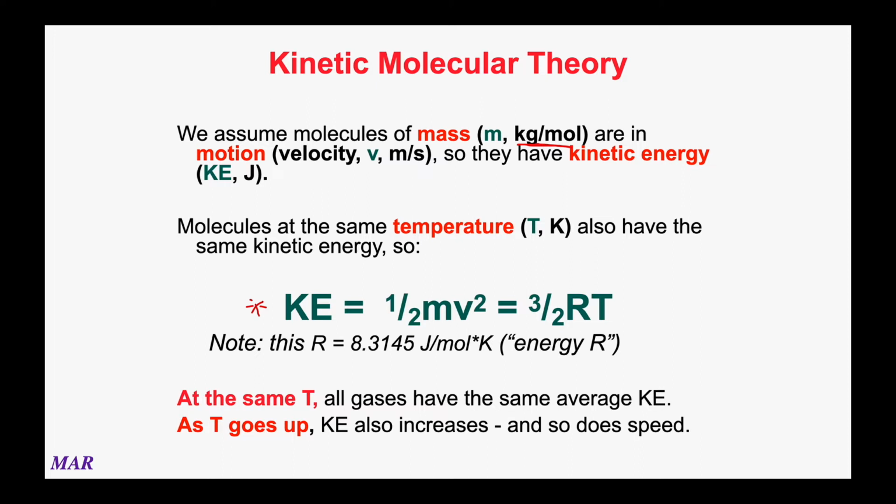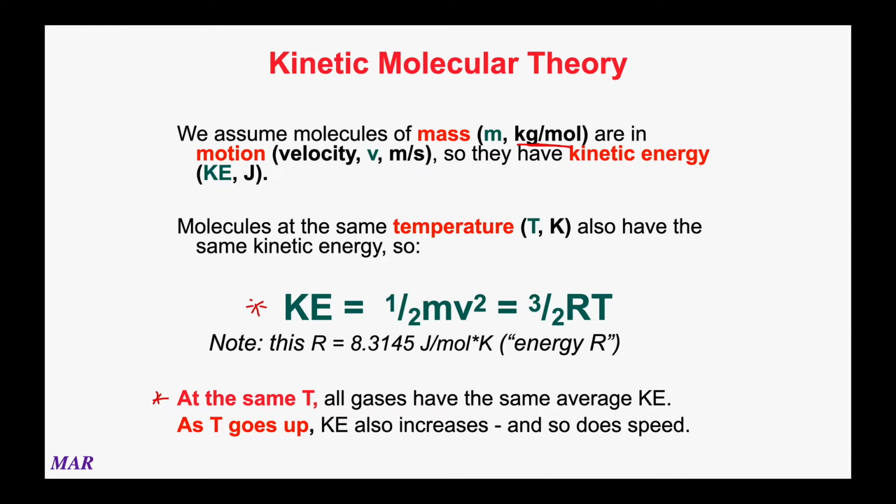At the same temperature, all gases have the same average kinetic energy, all right? As the temperature goes up, the kinetic energy also goes up. Now, you can't change the mass of a gas, all right? Helium is always going to be about 4 grams per mole, and it doesn't matter if it's 2 Kelvin or 200,000 Kelvin, it should always be 4 grams per mole.